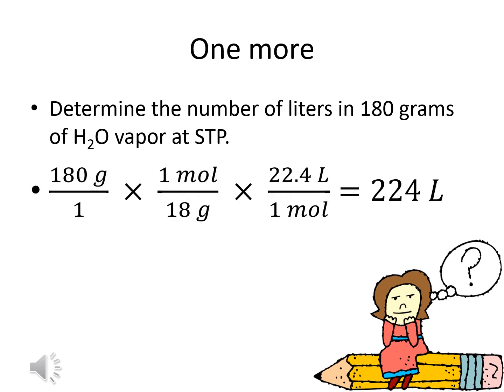The first thing we're going to do is change the grams to moles. So 180 grams over 1 mole of water has a mass of 18 grams. Then we'll multiply it by the 22.4 liters over 1 mole, and that'll give us the correct answer.